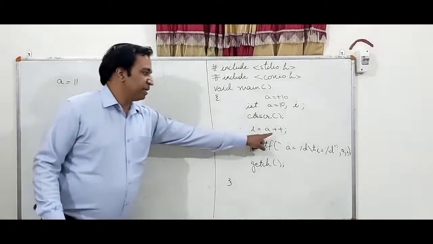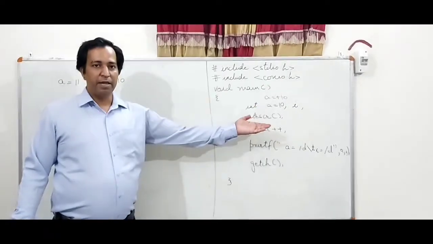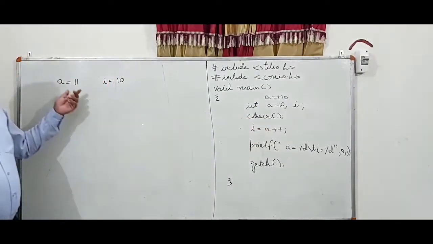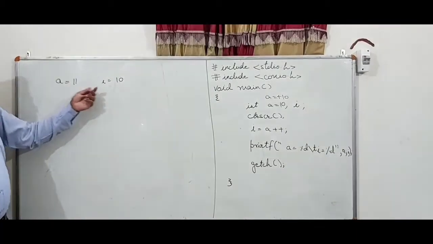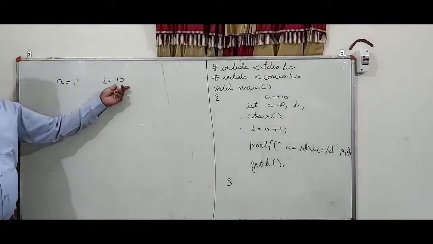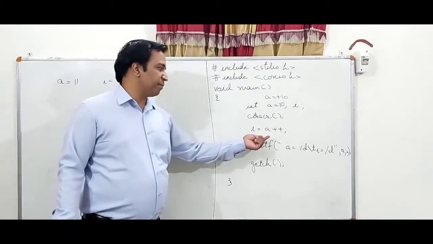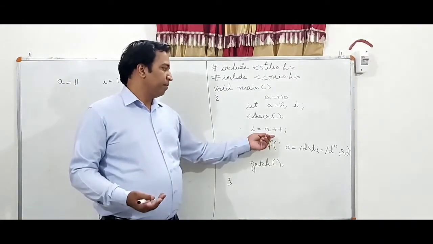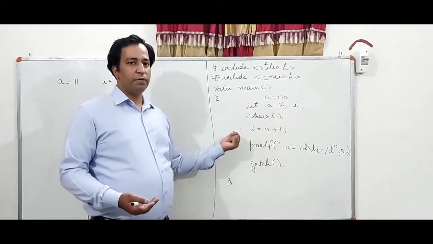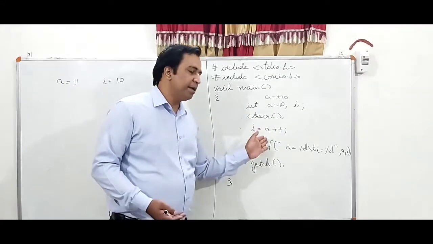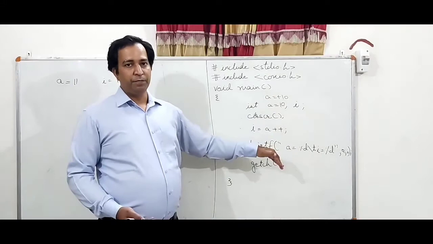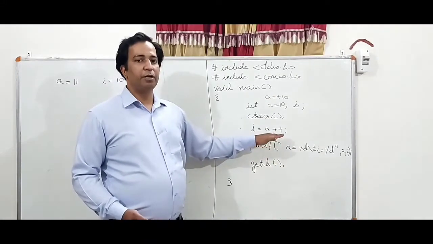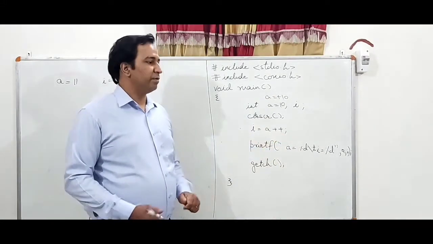As I have written a plus plus, an increment in a's value will happen, that is a will be 11 now, and I will be assigned 10. So what the post incremental operator is doing here is, first it assigns the value of a to I and then increases the value of a. This is how the post incremental operator behaves.